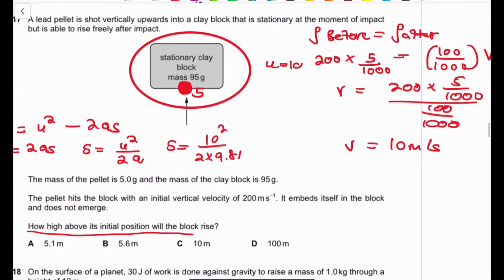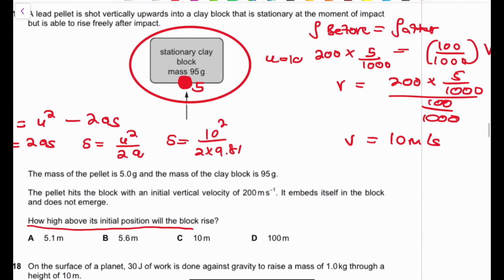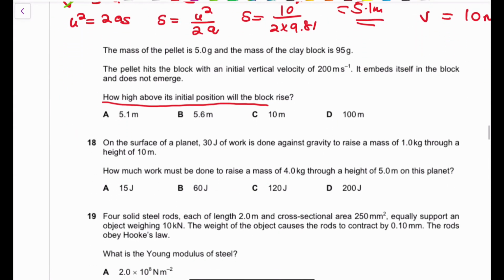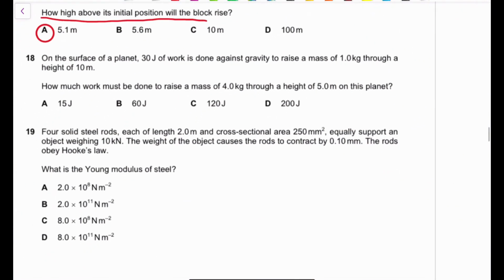That's going to give you a value of approximately 5.1 meters, right? So that's how you had to think about this. They're going to embed and they're all going to travel up. Then you can apply Newton's kinematic equations. Very important. Move on to question 18.